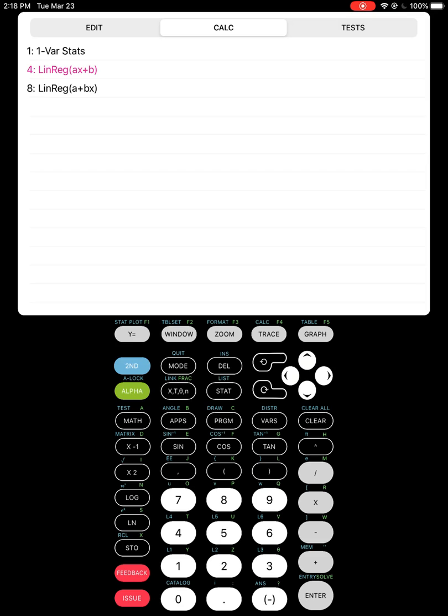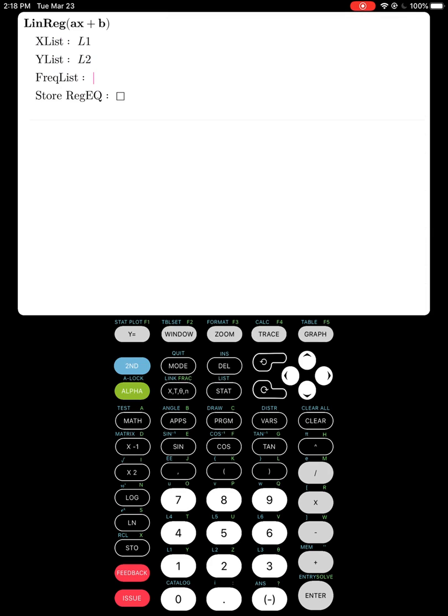If I'm looking at 4, this is linear, so it's going to give me a linear line of best fit, which is not what we need. You want 5, quadratic regression. But I want to show you, just as if it was a linear regression where we have the ax plus b format, it gives you some options, and you would hit enter, and then it would calculate.